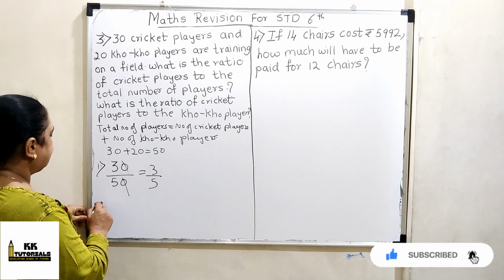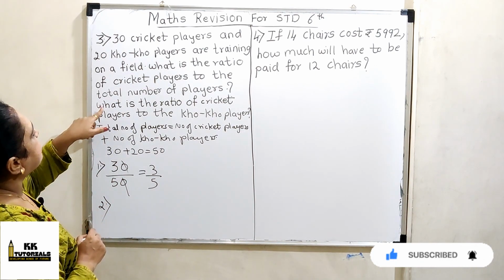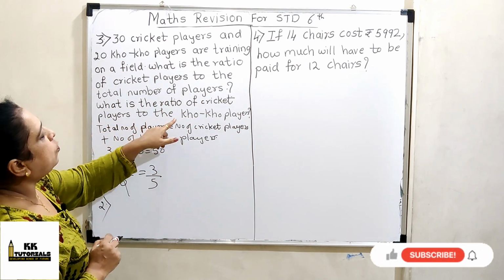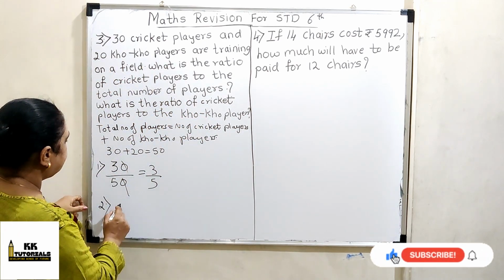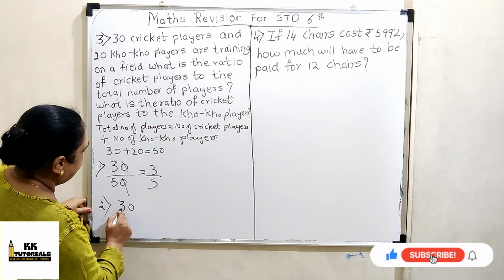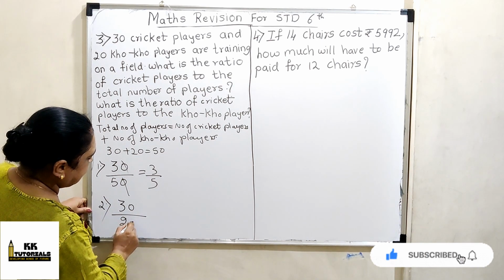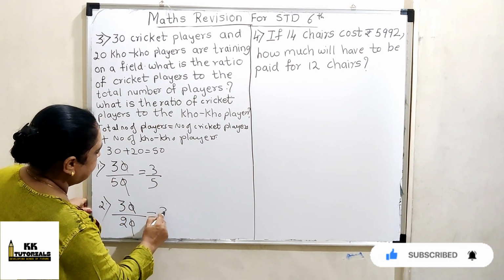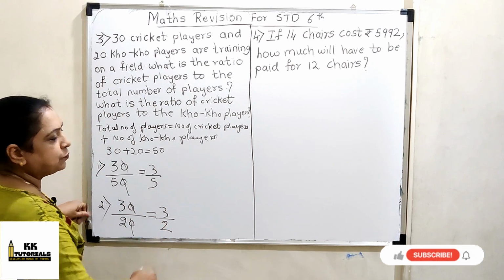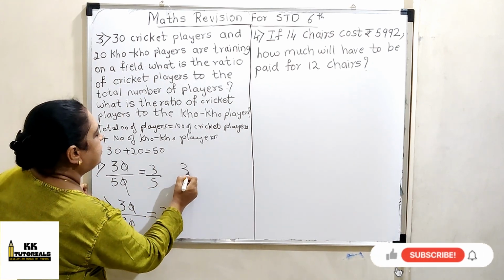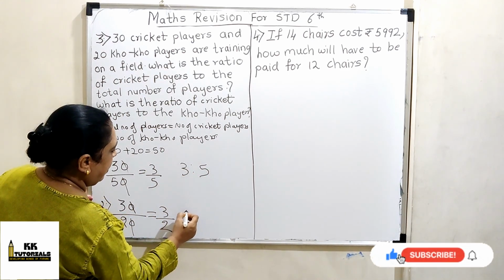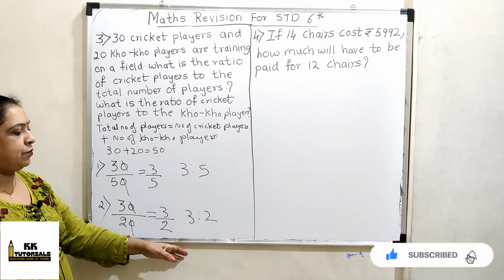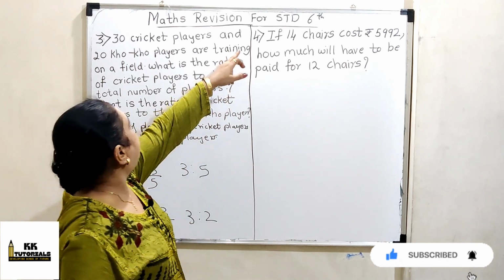Now, in the second question they have asked, what is the ratio of the cricket players to the Kho-Kho players? Cricket players, you know, it is 30 and Kho-Kho players, you know, it is 20. So this will get cut. So it is 3 upon 2. Or you can write 3 is to 2. They have asked ratio, so you can write in this manner. Okay. Now we'll move to sum number 4.